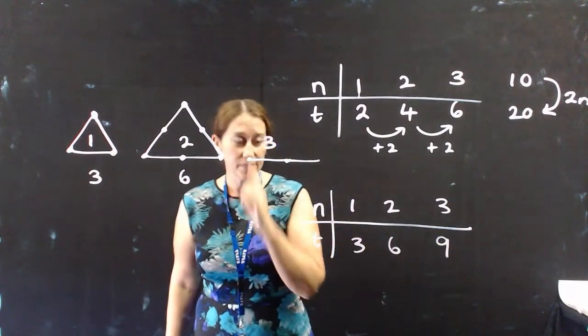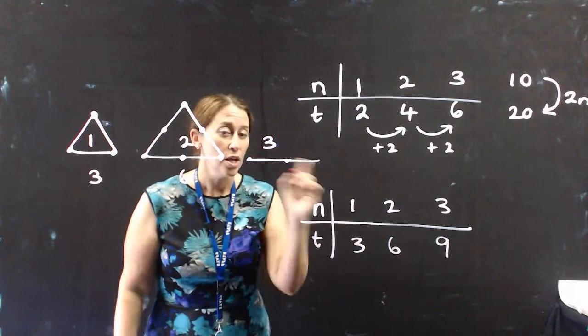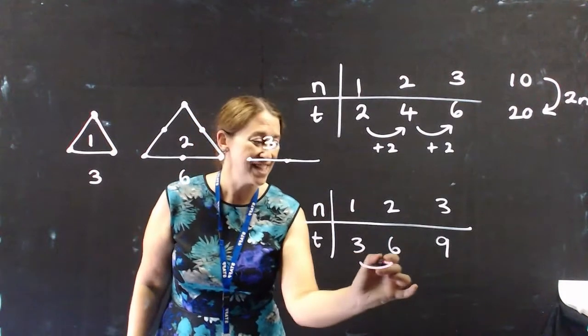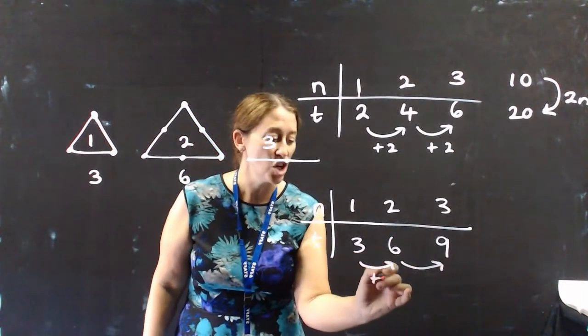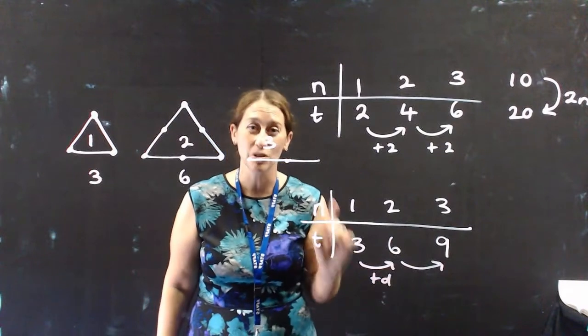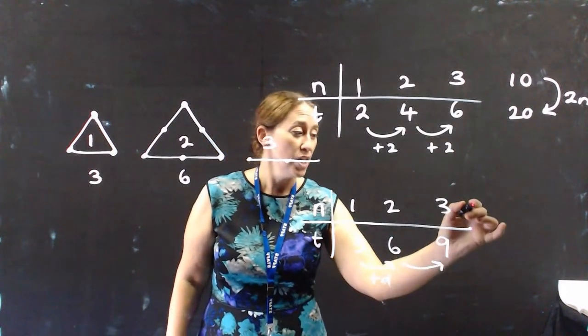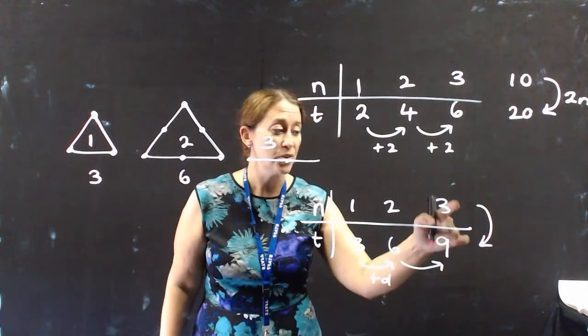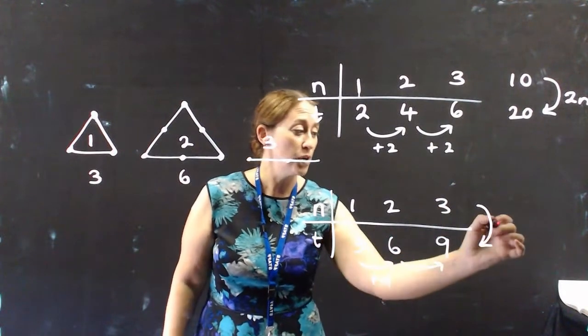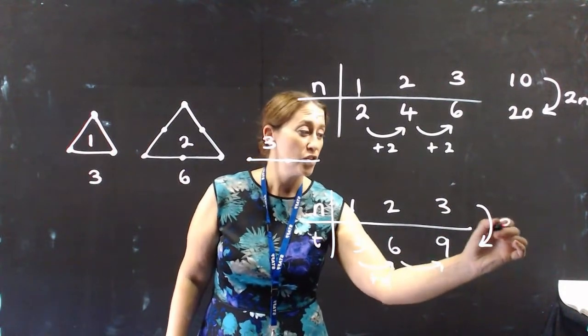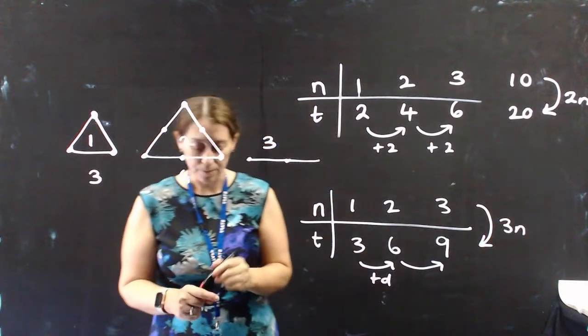Hopefully you've realized that this is the 3 times table, because the 3 times table is adding 3. It's got a common difference, a constant difference of +3 every single time. And we can also say that from the position to the term number, we multiply by 3. So we can say it's 3n.